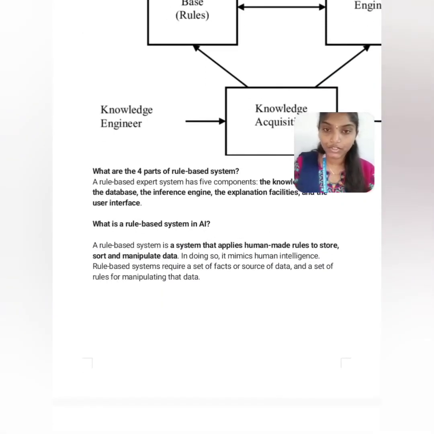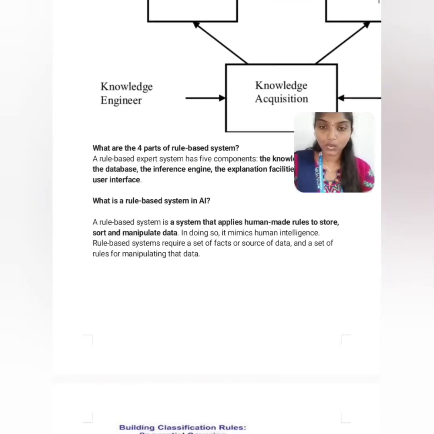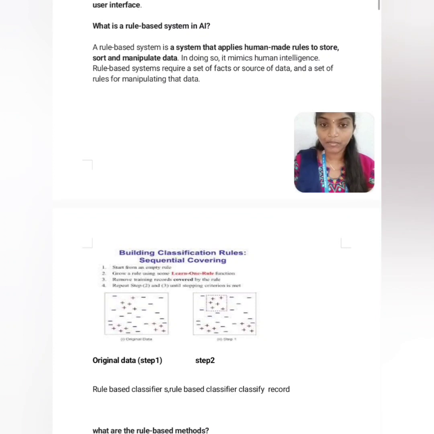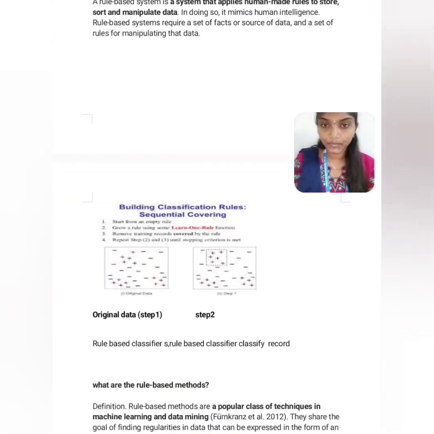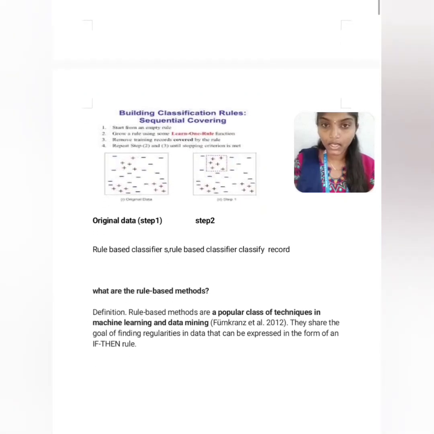What is the rule based system in AI? AI is nothing but artificial intelligence. The rule based system is a system that applies human made rules to store, sort, and manipulate data. In doing so, it mimics human intelligence. Rule based systems require a set of facts or source of data and a set of rules for manipulating the data.